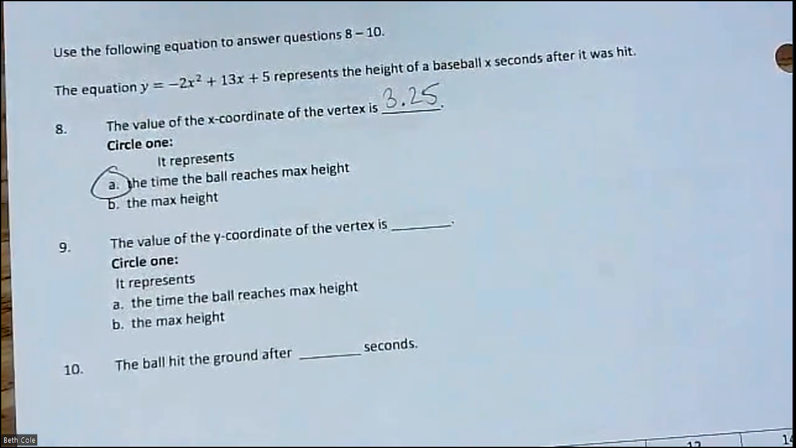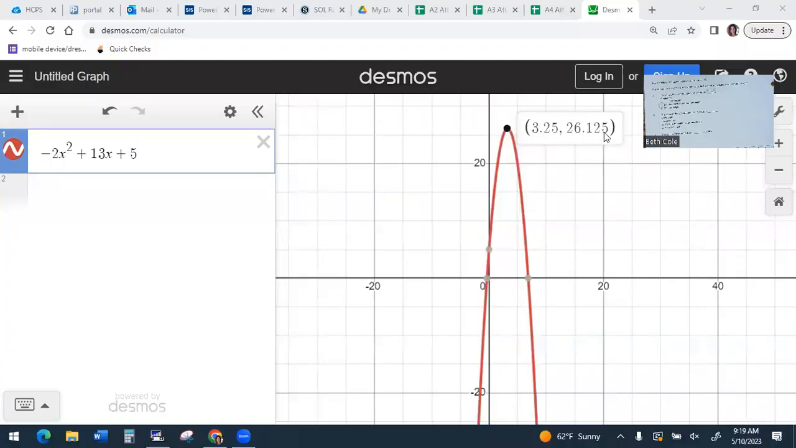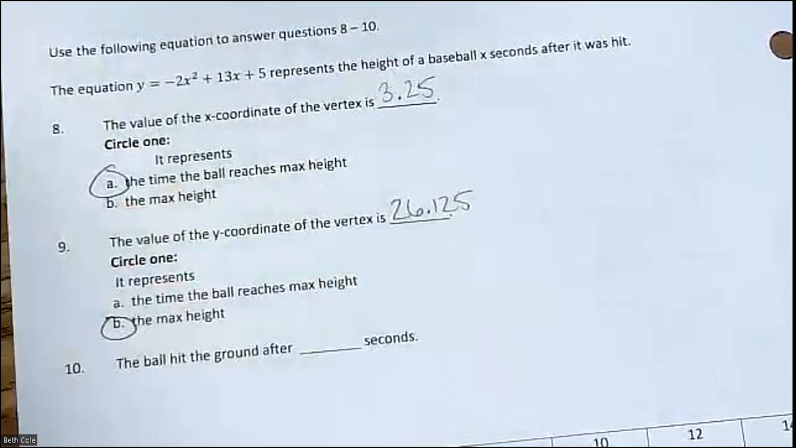Now look at 9. Y coordinate of the vertex. I still have it clicked on right here. Our y coordinate is this one. So put that on your paper, 26.125. And what does that represent? Now that's the maximum height. So it made it to 26 point whatever feet or meters or yards or whatever it was.